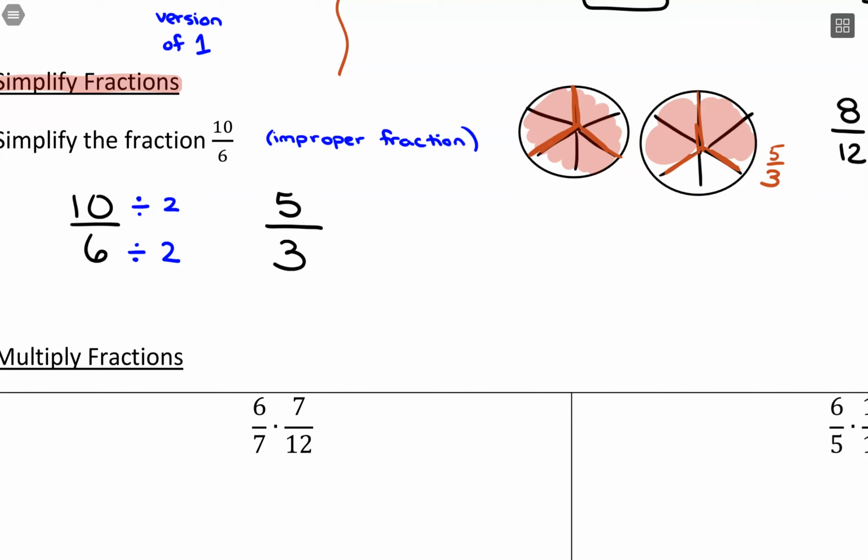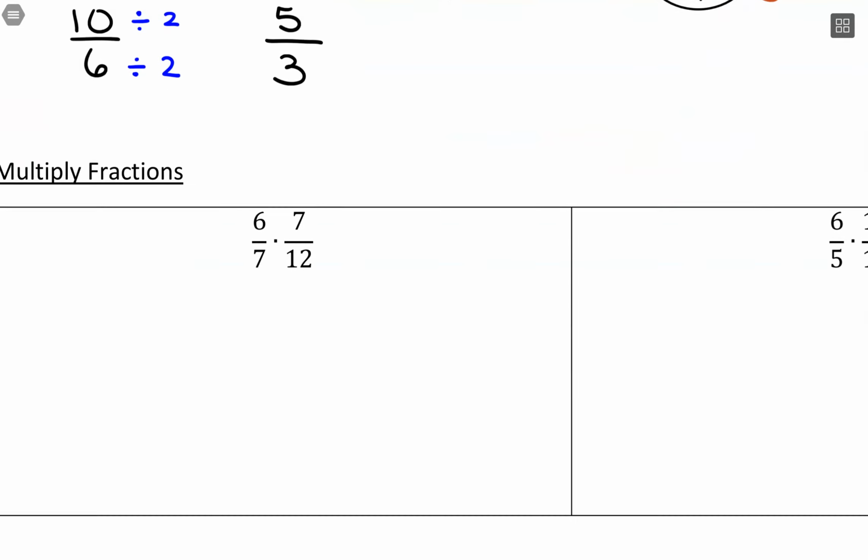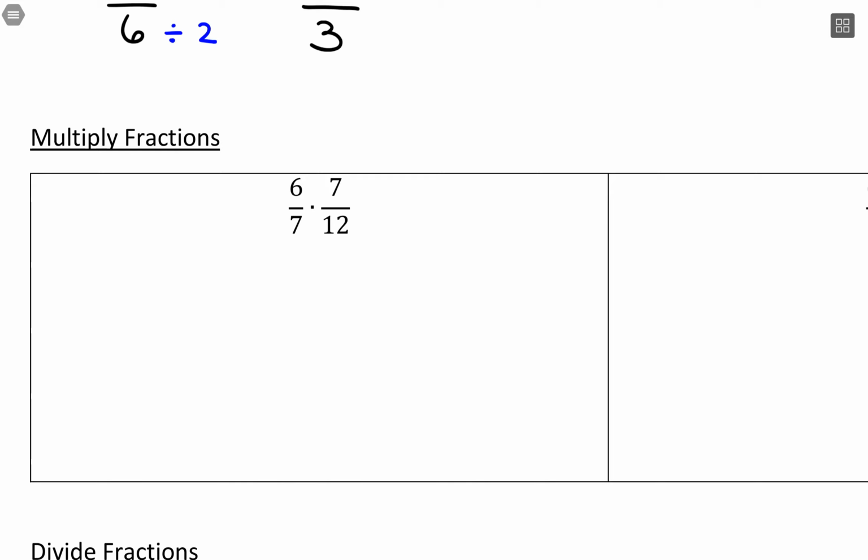So that's a visual of it, but really we think in terms of dividing out the same value from both the numerator and denominator. All right, multiplying fractions. If you have some fraction, let's say I have a fraction a over b, and I'm multiplying with some fraction c over d, what we do is we just multiply the numerators, multiply the denominators.